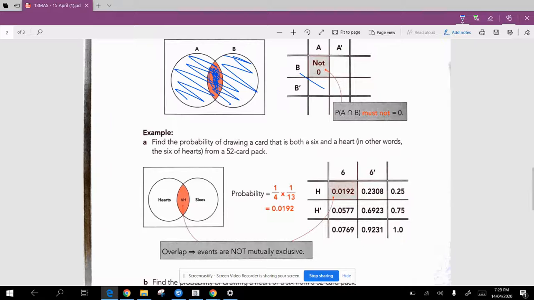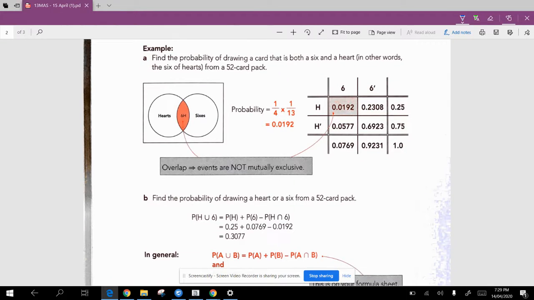If we look at the probability that a card drawn is both a 6 and a heart, which can happen, of course, so there is an intersection in between. To find the probability of it, we take the probability that it's a heart times the probability that it's a 6, which is 1 over 13. We multiply those two probabilities together, and that's where we get 0.192.